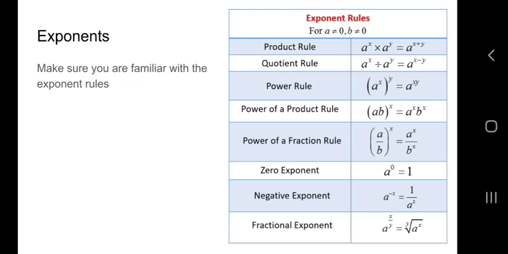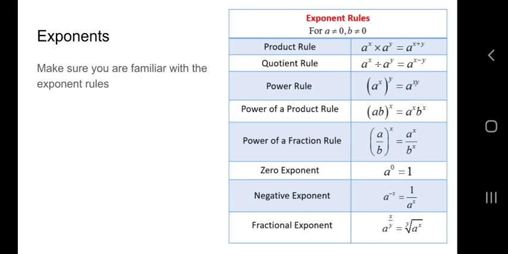And then we have the power rule. So if we have something like 3 to the 5th power, and then all in parentheses to the 6th power, that's when we multiply the exponents, right? So 3 to the 5th power, and then in parentheses raised to the 6th power, that's 3 to the 30th power.